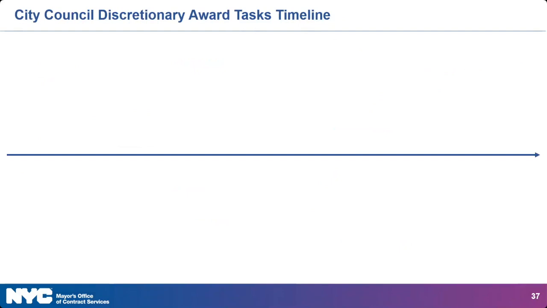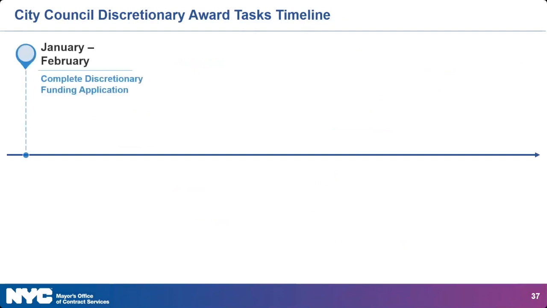All right, let's talk timelines. Normally, City Council discretionary funding applications are made available between the first week of January until mid-February. This year, the fiscal year 2026 applications were made available on January 6, 2025. The deadline for applications is February 19th, 2025. This should be completed first. This is a hard and unchanging deadline.